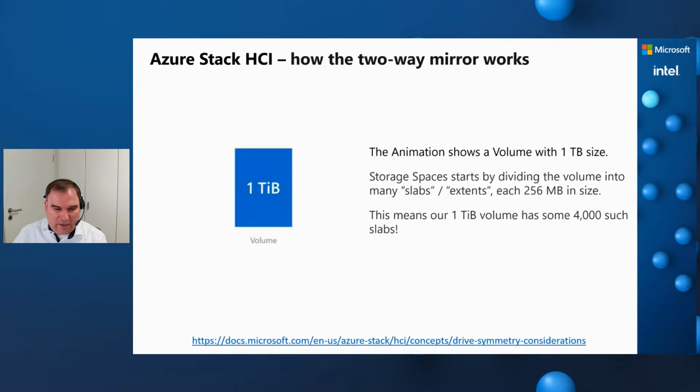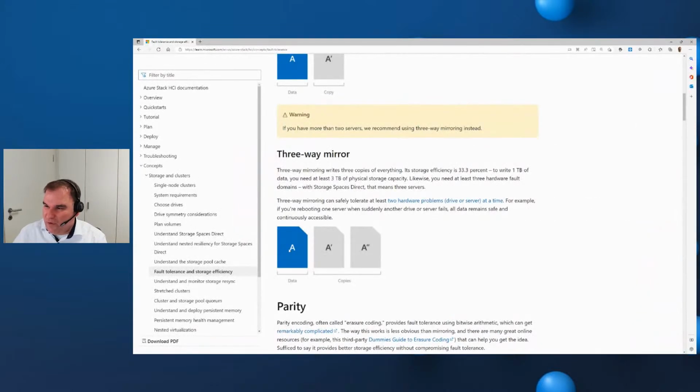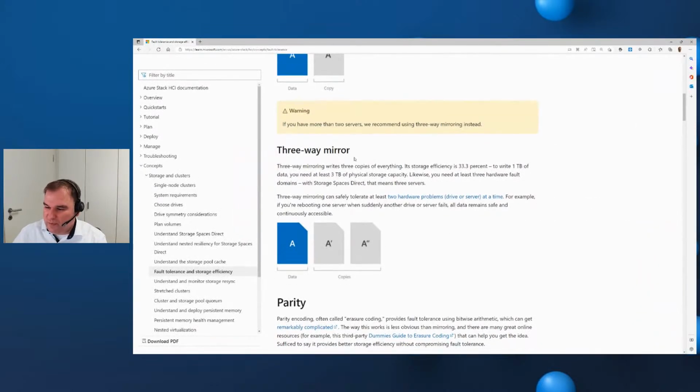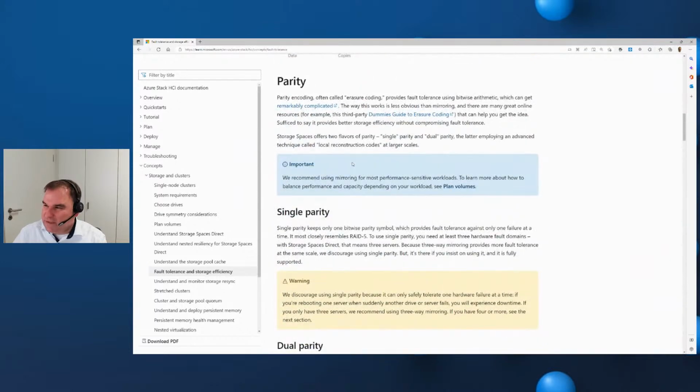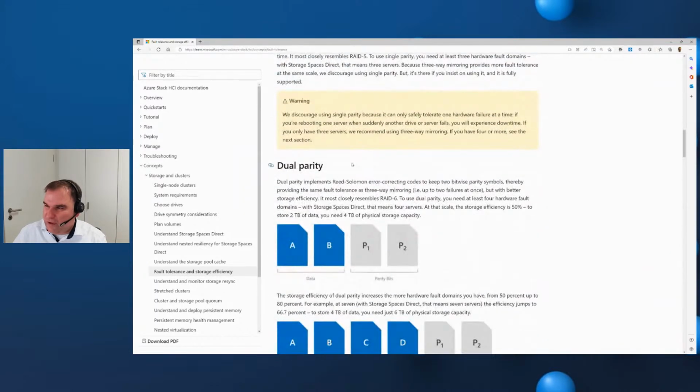So let's go back to the docs article. So 3 copies, 2 copies. Parity is possible with a minimum of 4 servers, because Microsoft always provides a dual parity.